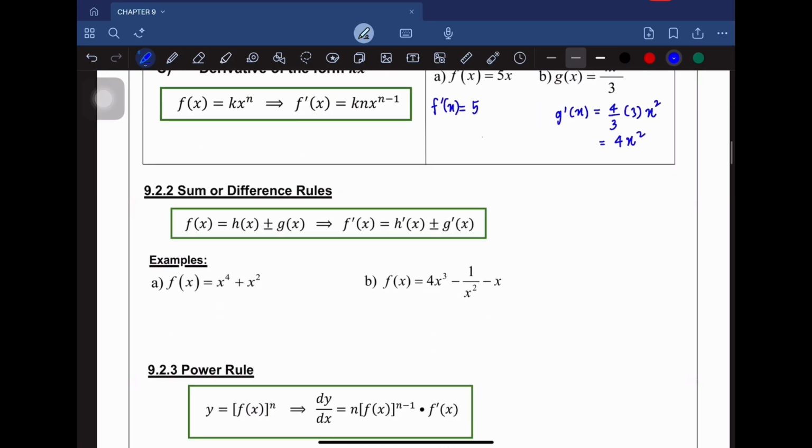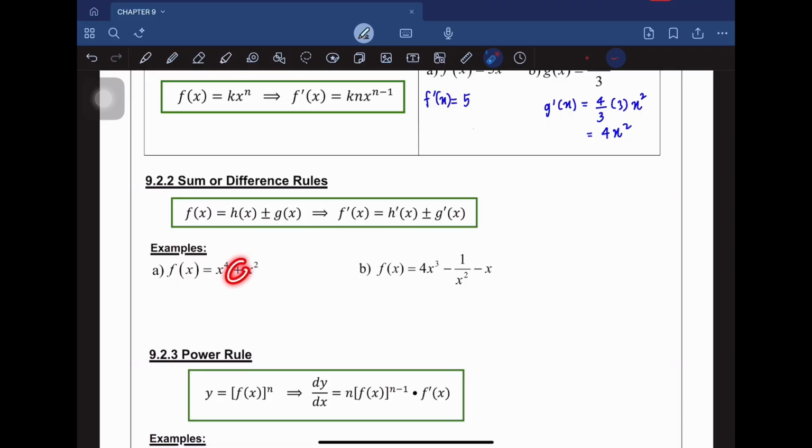So next one, the sum or difference rule. Okay, so basically if let's say we have plus minus, tak kisah pun, basically apa yang awak akan buat, awak akan differentiate this one, lepas tu plus macam biasa, differentiate this one pula. Sama dengan yang ni, kita akan differentiate this one, tolak, differentiate yang ni, tolak, differentiate yang ni. Okay, so for the first one, this one akan jadi 4x kuasa 3 tambah 2x.